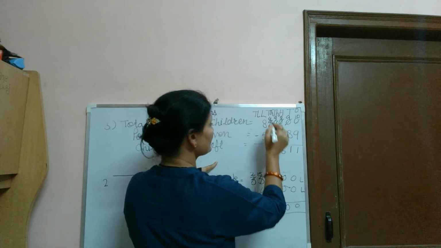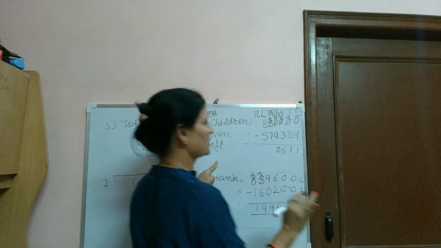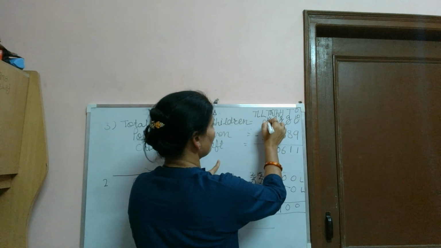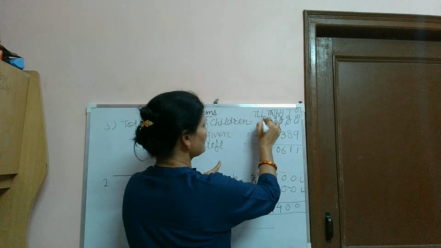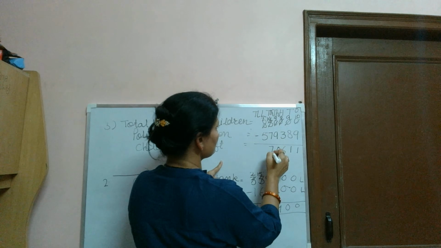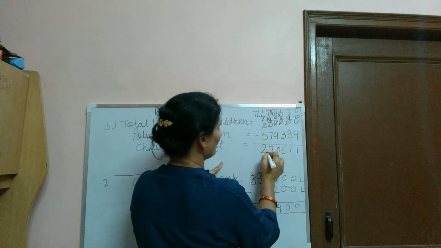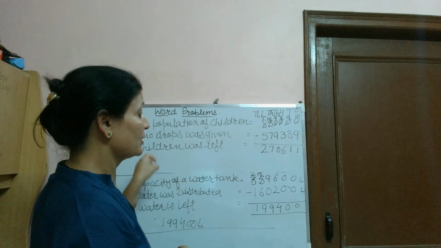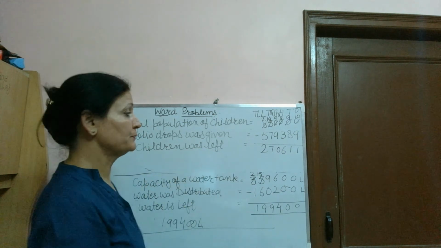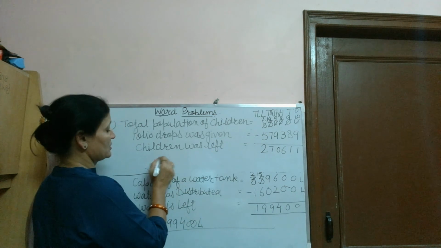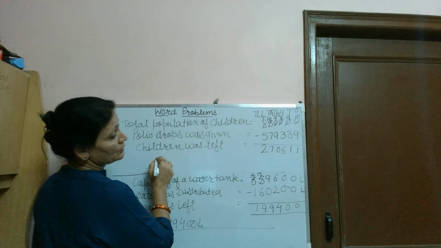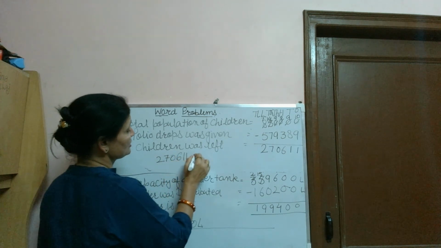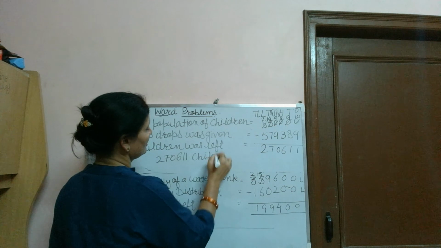4 is smaller than 7. So we can't subtract 7 from 4. Again we will borrow from lakh. There will be 14 and 7 is left. 14 minus 7, 7. 7 minus 5, 2. How many children are left without taking polio drops? So 2,70,611 children are left.